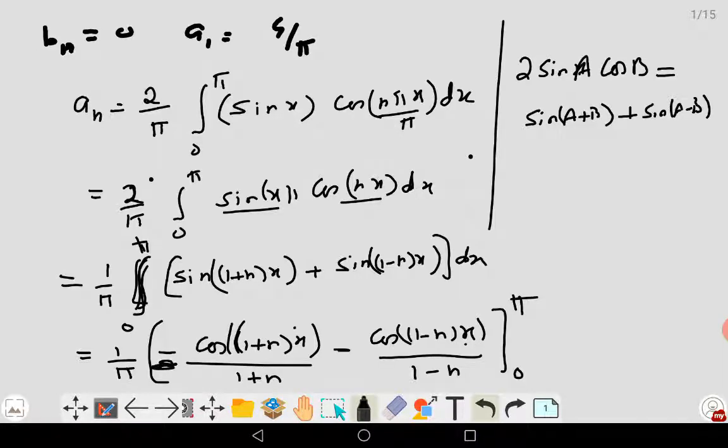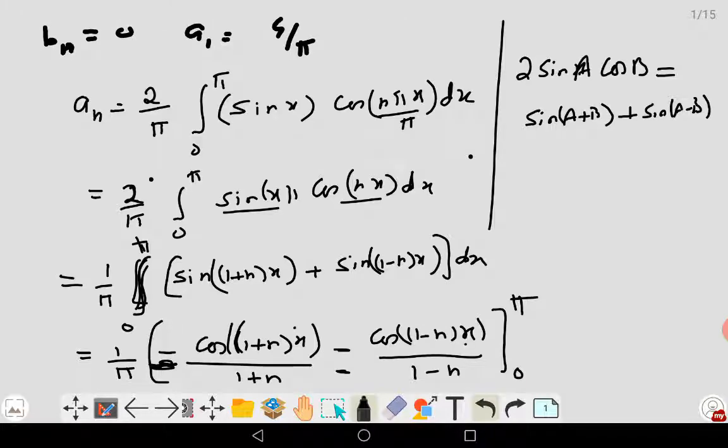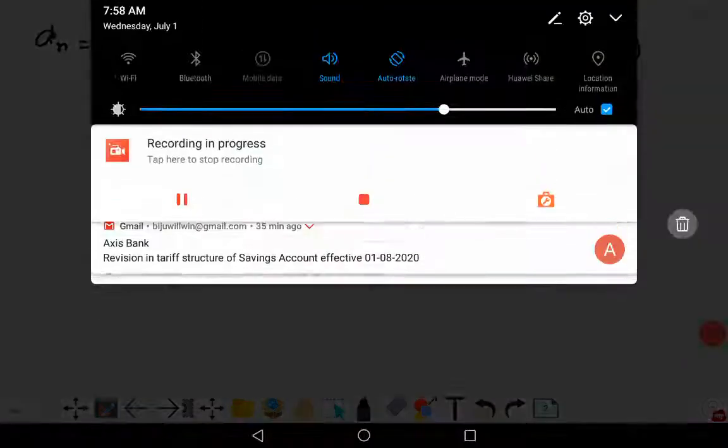an is equal to, take negative out from both the terms, isn't it? So what do you get? Negative 1 over pi. Then upper limit, when you substitute x equal to pi, first term will give you minus 1 to the power 1 plus n divided by 1 plus n. Second term will give you minus 1 to the power 1 minus n divided by 1 minus n. This is for upper limit. Now go and substitute x equal to 0. Then cosine 0 is 1, cosine 0 is 1. 1 over 1 plus n plus 1 over 1 minus n. This is for lower limit.